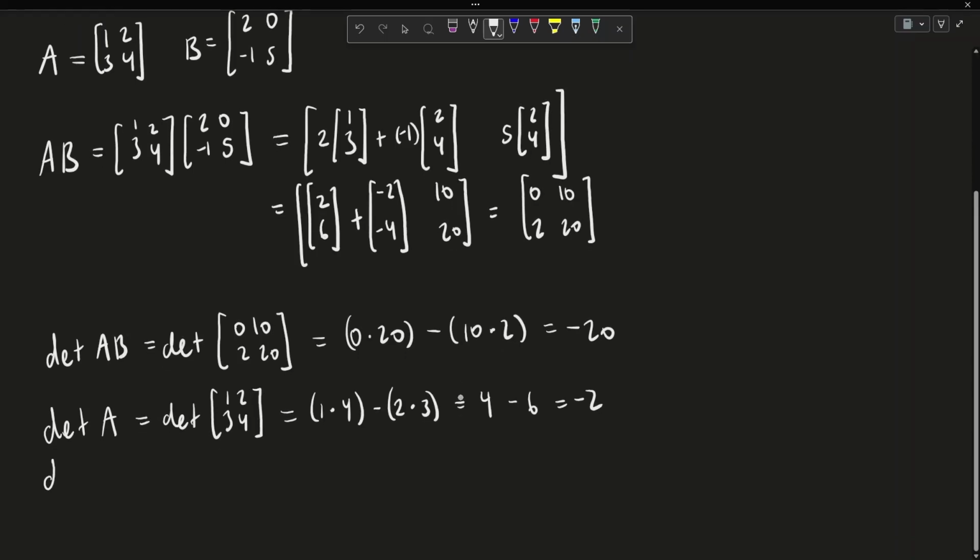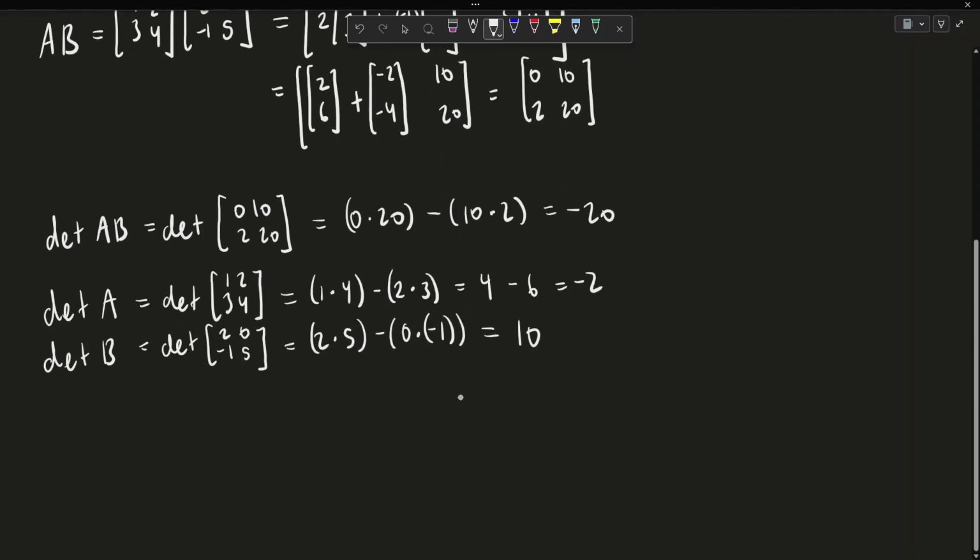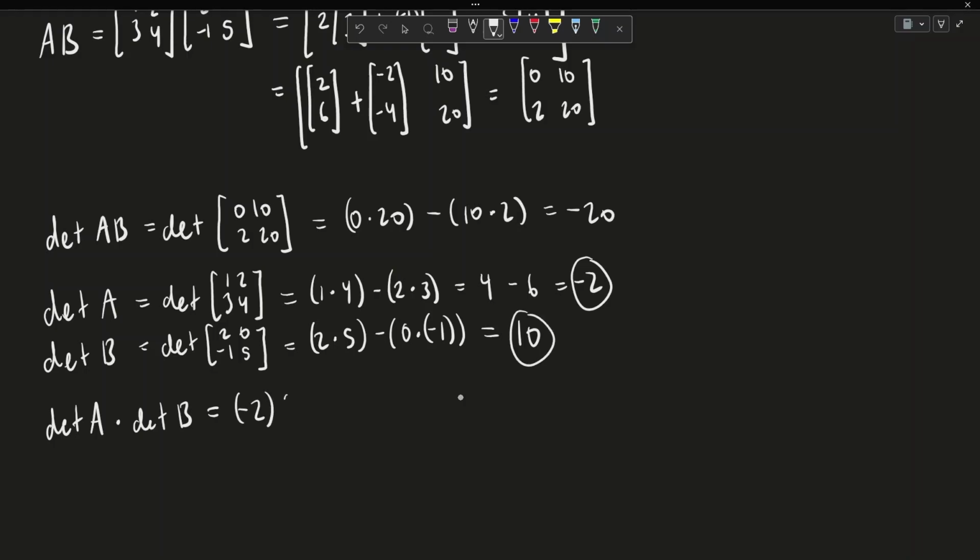If we then take the determinant of B, which is equal to the determinant of 2, 0, -1, 5, we'd find that we have 2 times 5 minus 0 times -1. And there we get 10. So the determinant of A times the determinant of B, and remember, the determinant gives us scalar quantities, is -2 times 10, which is equal to -20, which you'll observe is the same as the determinant of A times B.